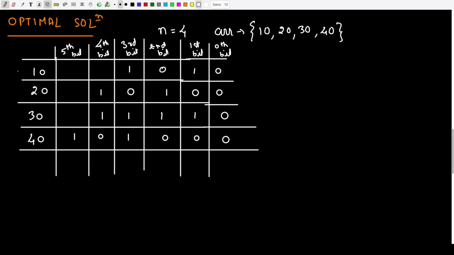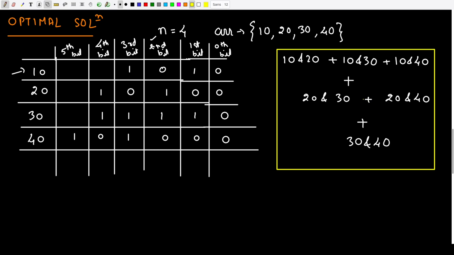For instance, for 10, the binary representation is 1010, and just for reference I have designated this as my 0th bit, this is my first bit, this is my second bit, and so on. So this is the binary representation of each of the elements. Now let us see how we can optimize our brute force solution. Essentially this is what we want to compute, which is the sum of AND of all the pairs.